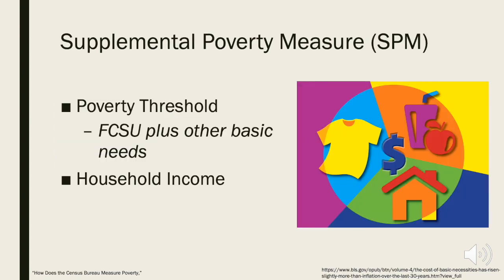The supplemental poverty measure is calculated differently. The poverty threshold takes the 33rd percentile of expenditures on food, clothing, shelter, and utilities and multiplies this value by 1.2 to account for extra income to cover basic needs like household items. Household income takes the pre-tax gross income of a household and subtracts non-discretionary spending like childcare and taxes. It then adds in-kind benefits like subsidized housing and food stamps.